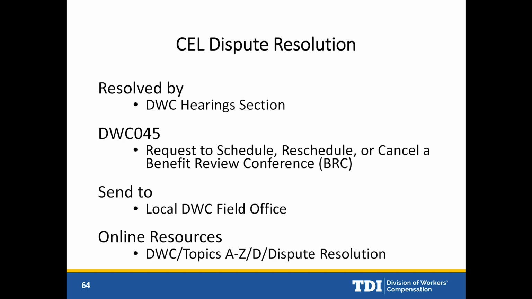So, CEL disputes are resolved by the hearing section. You request a benefit review conference, which is the first step in resolving a CEL dispute. You send a DWC 45 to the local field office, and for more information about that, you can go to our website. You can select topics A to Z and D for dispute resolution, and it has a lot of information for the injured employee or subclaimants, anybody that's involved in a BRC. It's a lot of good information.